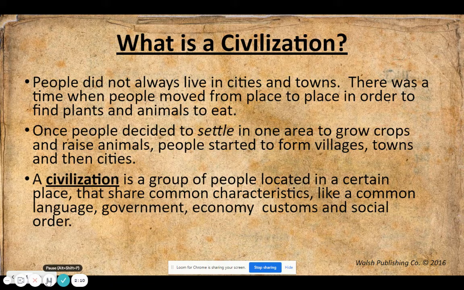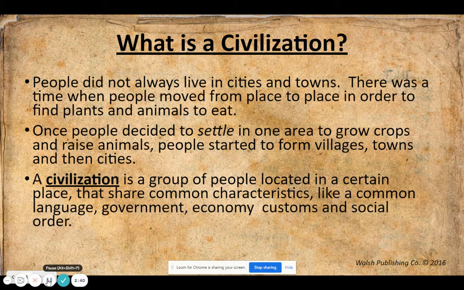Now, what is a civilization? Well, people did not always live in cities, and they didn't always live in towns or villages. There was a time when people moved from place to place in order to find plants and animals to eat. They basically migrated from place to place, following the climate, following the animals, because they were hunters and gatherers. So they were always on the move to adjust to their surroundings and to find food.